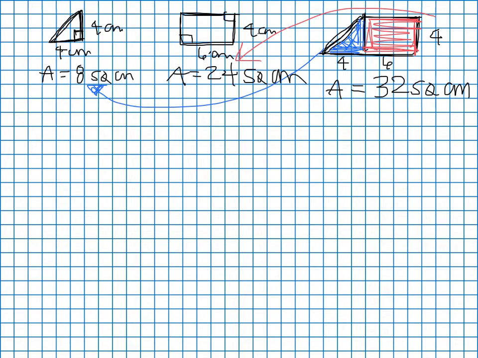So in essence, when we try to find the area of complex figures, what we're going to be doing is breaking a complex figure into 2 figures, or 3 or 4, depending upon how complex the figure is, and breaking it into different chunks whose area we can determine. So let's look at another example here.